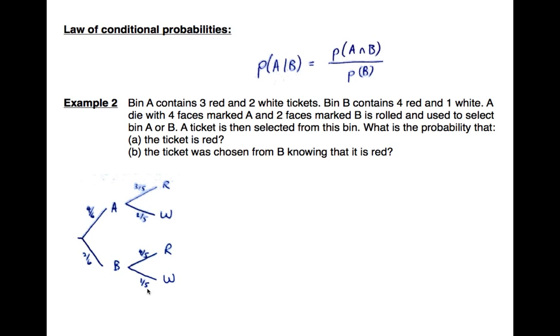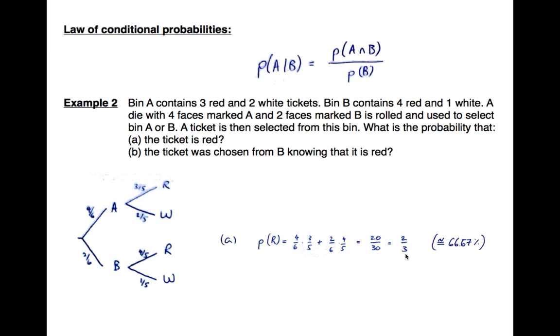So question A is what we practiced in a previous section. What is the probability, if I go through this process, that I will get a red ticket? I need to follow all the branches that reach R for red. So it's going to be 4 over 6 times 3 over 5, plus the other option, which is 2 over 6 times 4 over 5. These are the 2 branches I can follow to reach a red ticket. So this is the calculation, and it simplifies to 20 over 30, and therefore 2 over 3, or 66.67%.